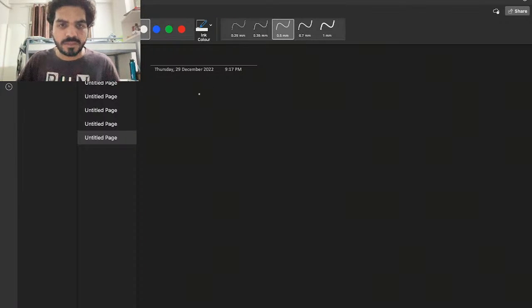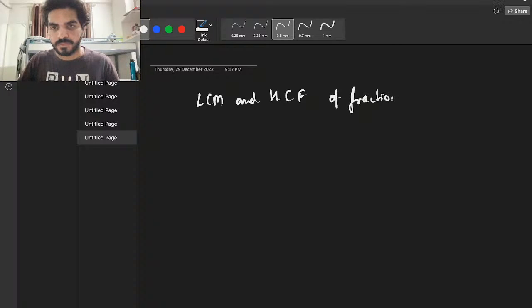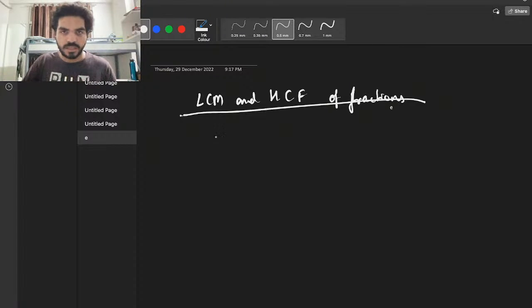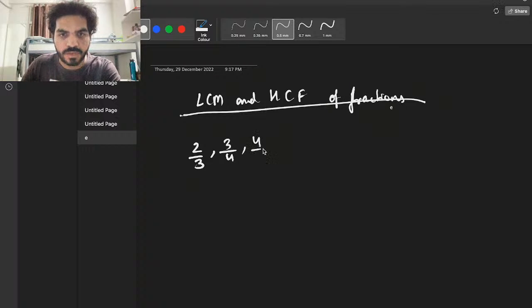So when we find the LCM and HCF of fractions, you all are aware that LCM will always be greater than or equal to the maximum term, and HCF will always be smaller than or equal to the lowest term. So what we will do is, for example, take 2 by 3, 3 by 4, and 4 by 5. We need to take the LCM and HCF. For LCM, we will take the numerators together.